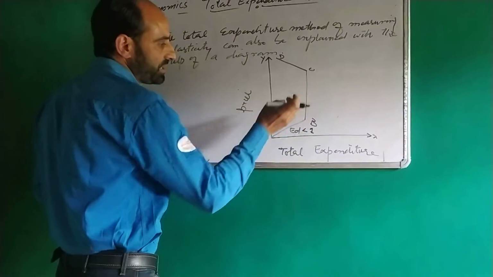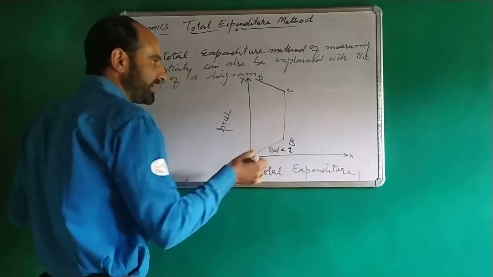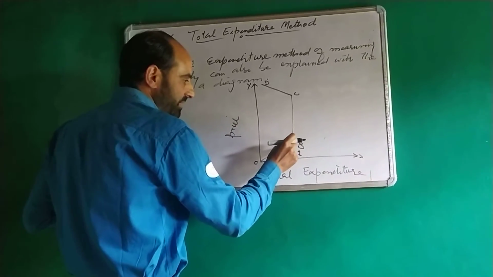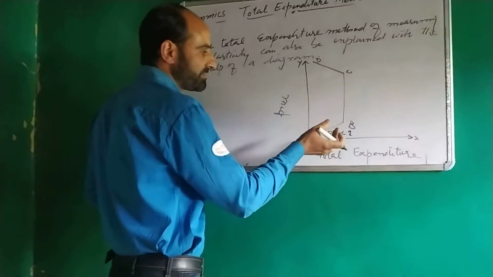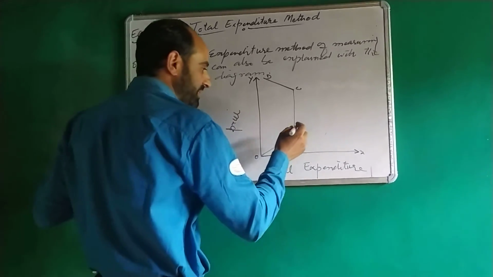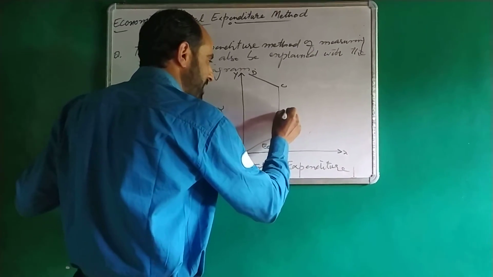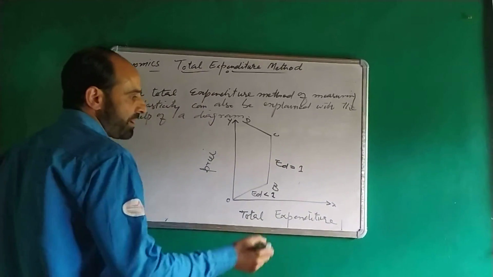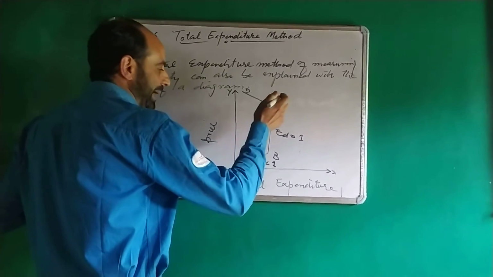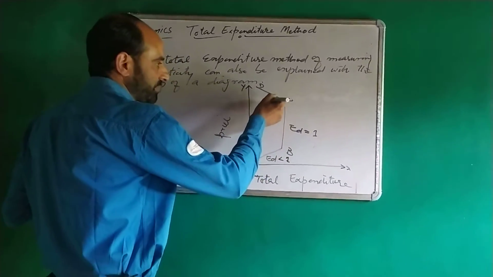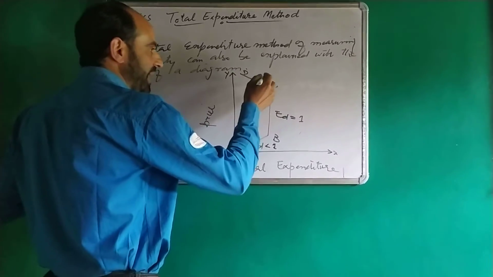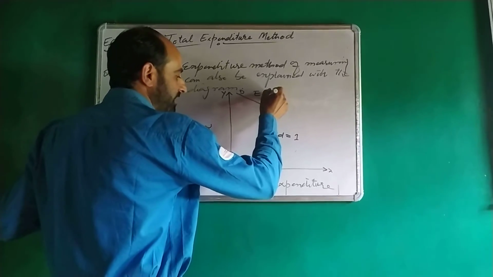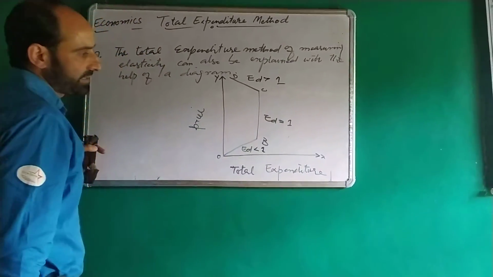Here from B to C, due to change in price, total expenditure remains the same. Elasticity of demand is equal to 1, or equal to unity. Here from C to D, there is fall in total expenditure due to change in price. Here elasticity of demand is greater than 1, or greater than unity.